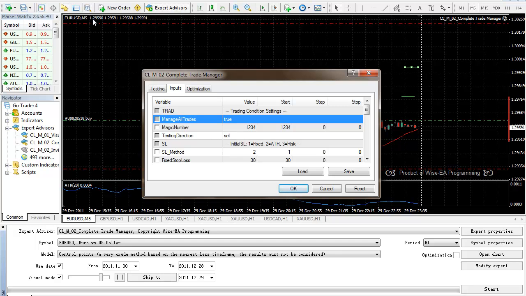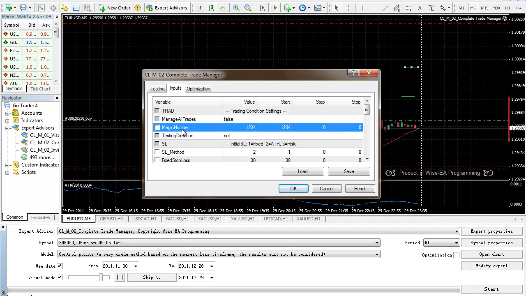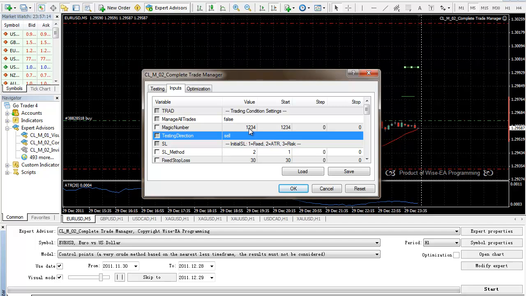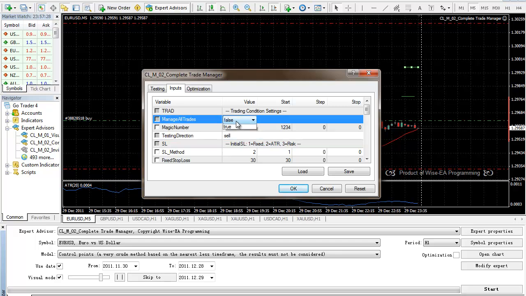Most likely an EA has its own management of stop loss and take profit. If it does, you don't want two EAs to manage the same trade. Sometimes they could have a conflict. So you can set this to false and have the EA specifically manage trades from a different magic number. If the magic number is zero, it will only manage manually opened trades. Or if it's 1, 2, 3, 4, like it is right now, it's going to manage trades under this magic number. So let me just use all true.